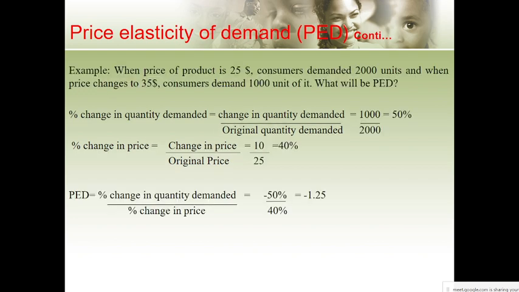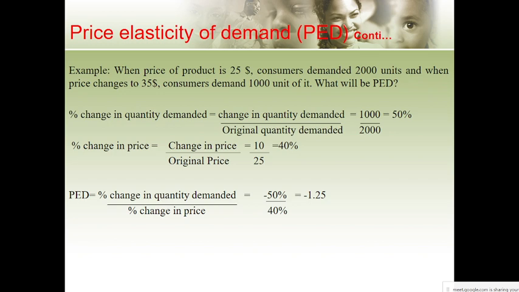Now see on the screen, no need to write anything. When the price of the product is $25, consumers demanded 2000 units, and when the price changed to $35, consumers demanded 1000 units. What will be the PED? Now the formula of PED: initially we have to calculate the change in the quantity demanded. When the price was $25, people were demanding 2000, and when the price changed to 35, consumers demanded 1000.